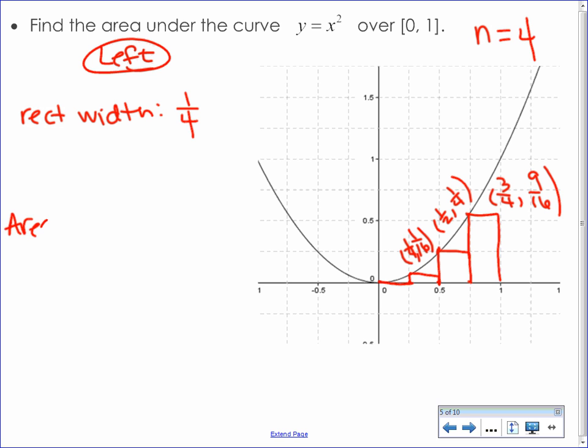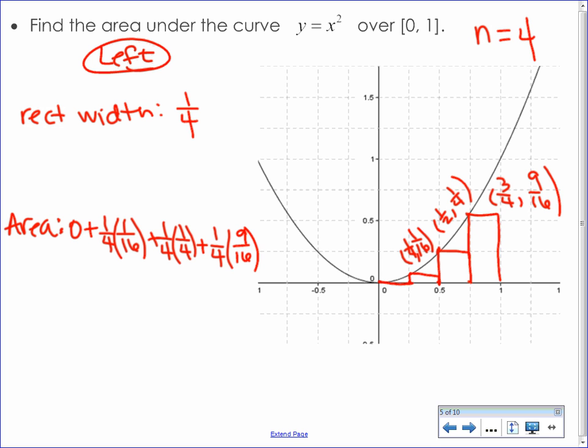So our area approximation, our first rectangle, what's our area? 0. Our second rectangle has width 1/4, and what's its height? 1/16. Our third rectangle, width 1/4, what's its height? 1/4. Remember, the y represents height. And our fourth rectangle has width 1/4. What's the height? 9/16.